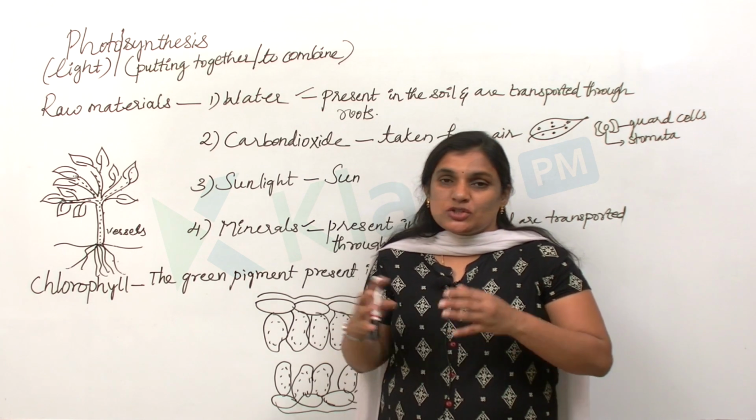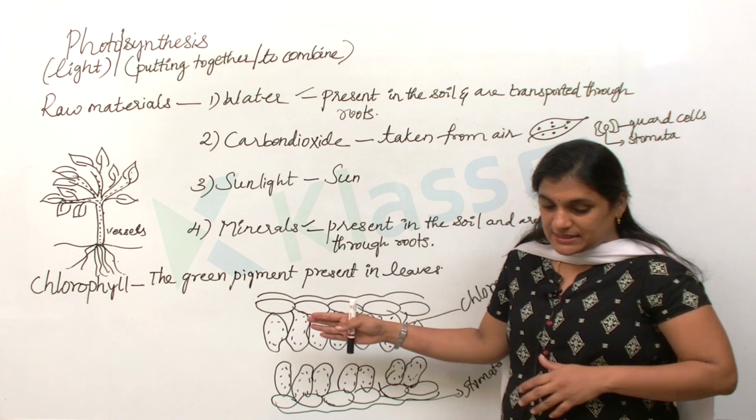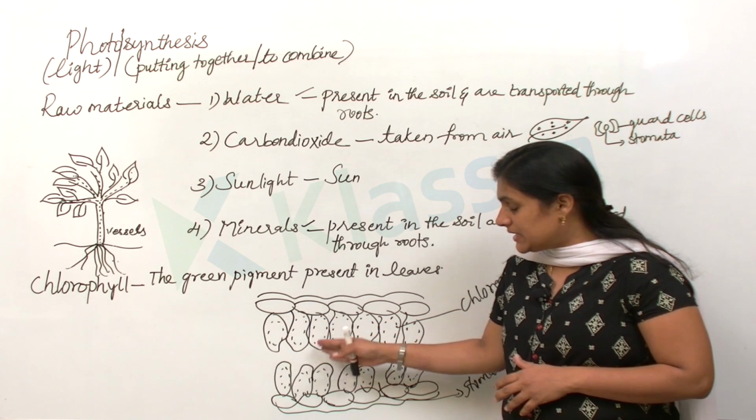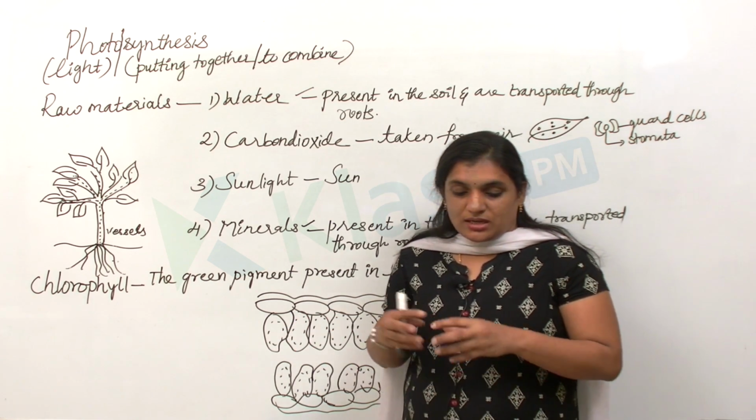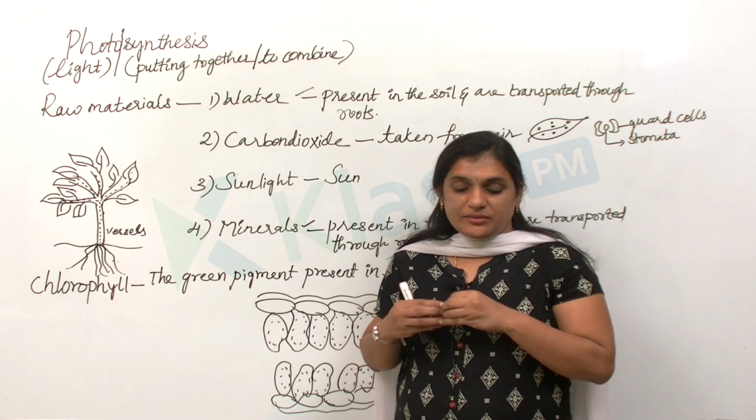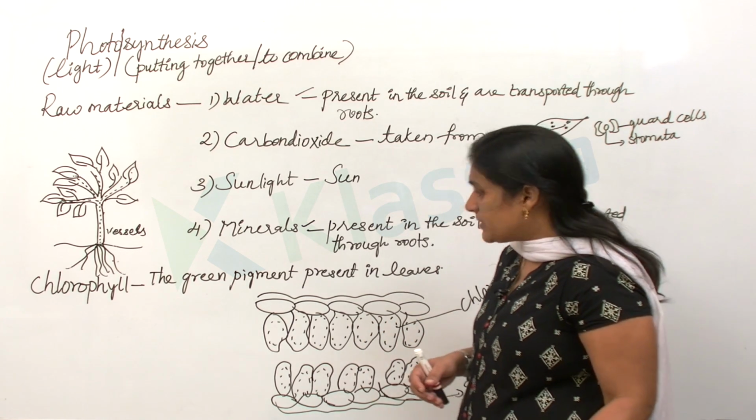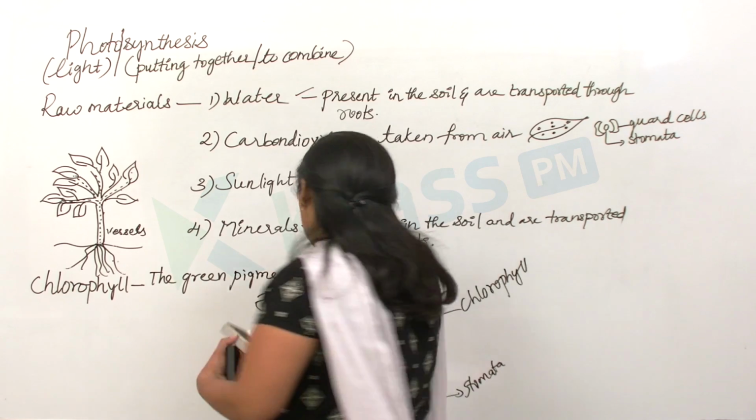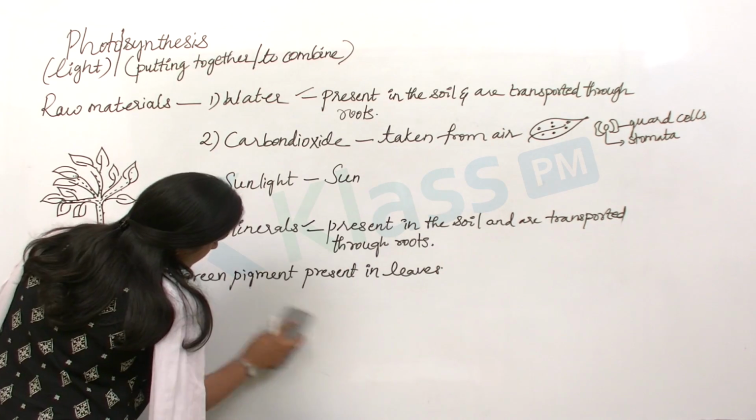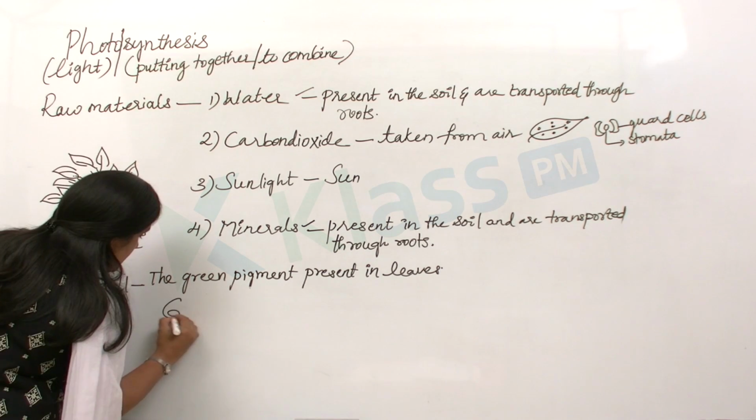as I've told you. So during this process of photosynthesis, the chlorophyll-containing cells of the leaves take in sunlight and carbon dioxide, and they make the food. That is nothing but carbohydrates, which can be represented in the form of a chemical equation. So let me write down. The process of photosynthesis can be represented in the form of a chemical equation.